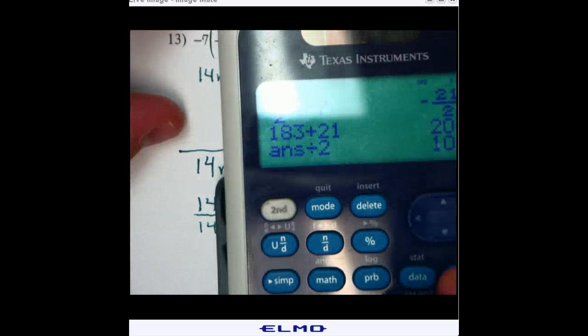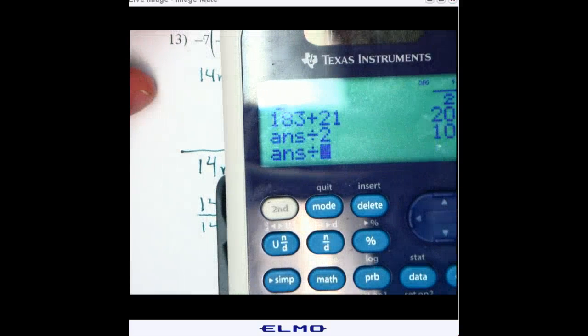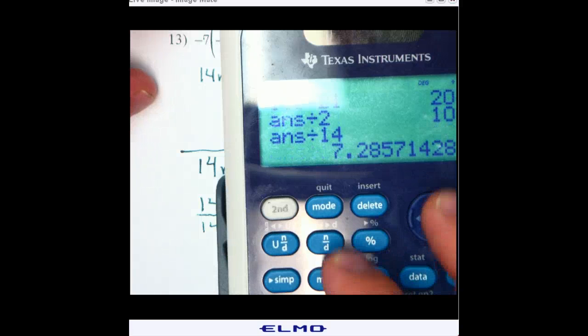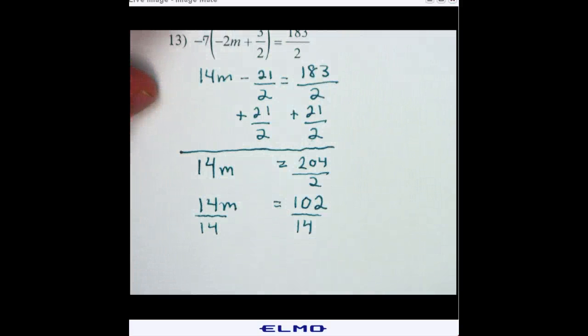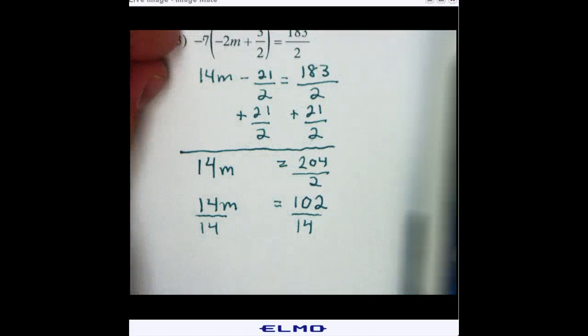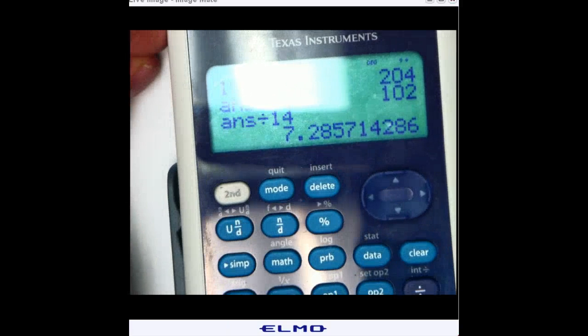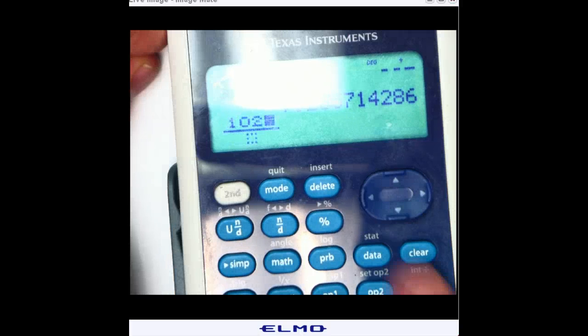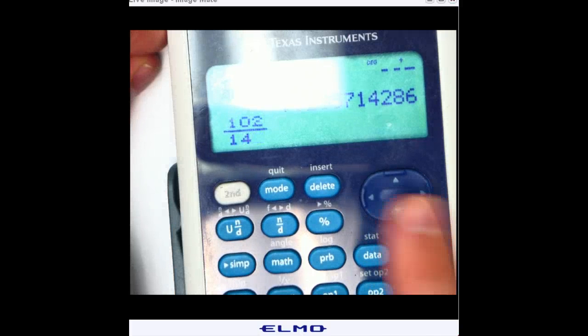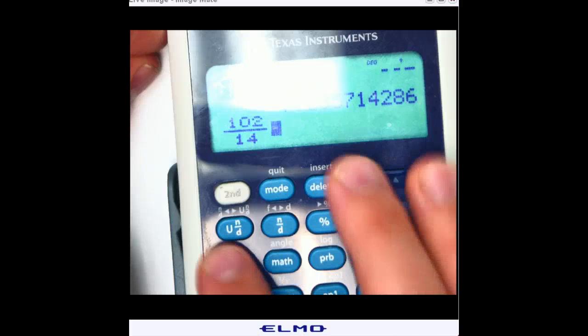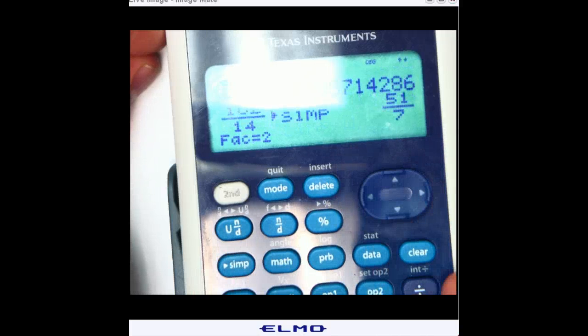So 102 divided by 14, 7.2. And I guess we'll round to 7.3. Or maybe just reduce it. How about we just keep it as a fraction? 102 over 14, since the question started as a fraction. Simplify it, and there you go.